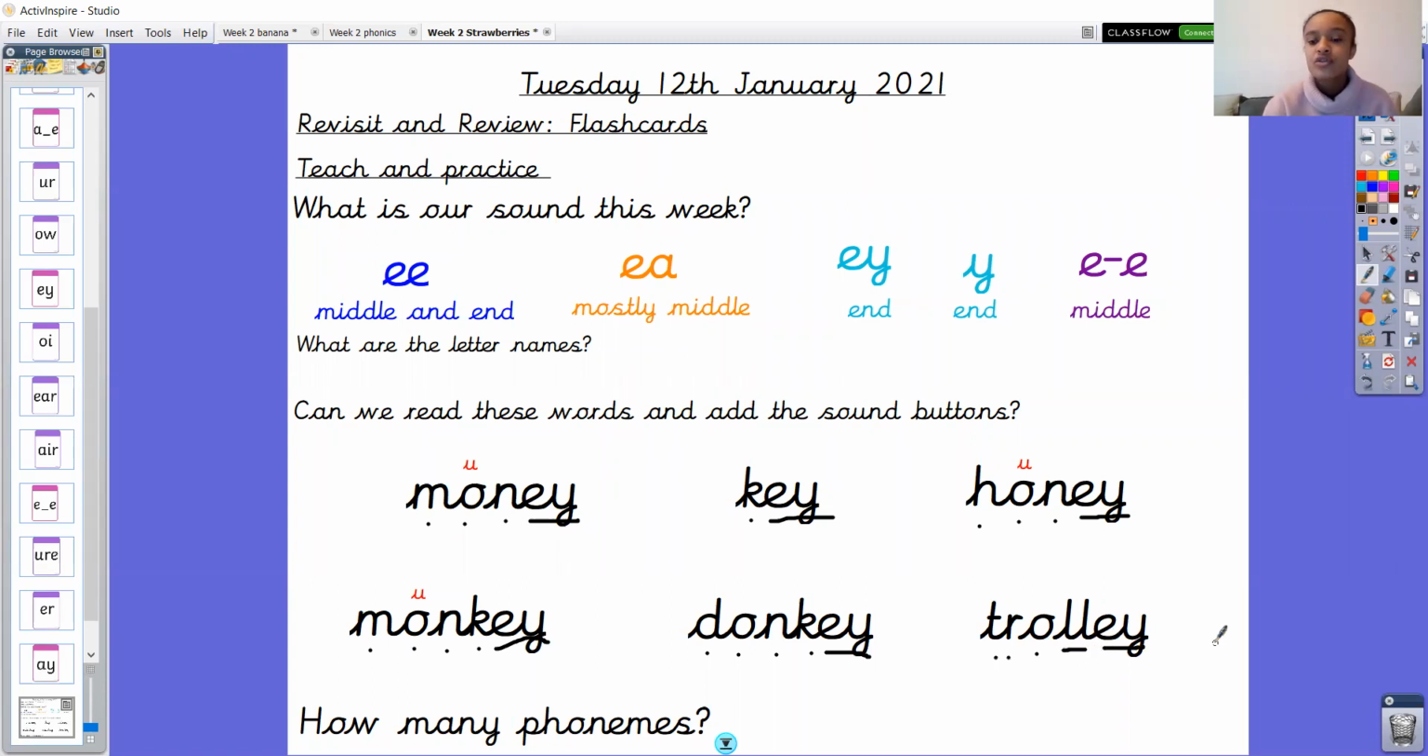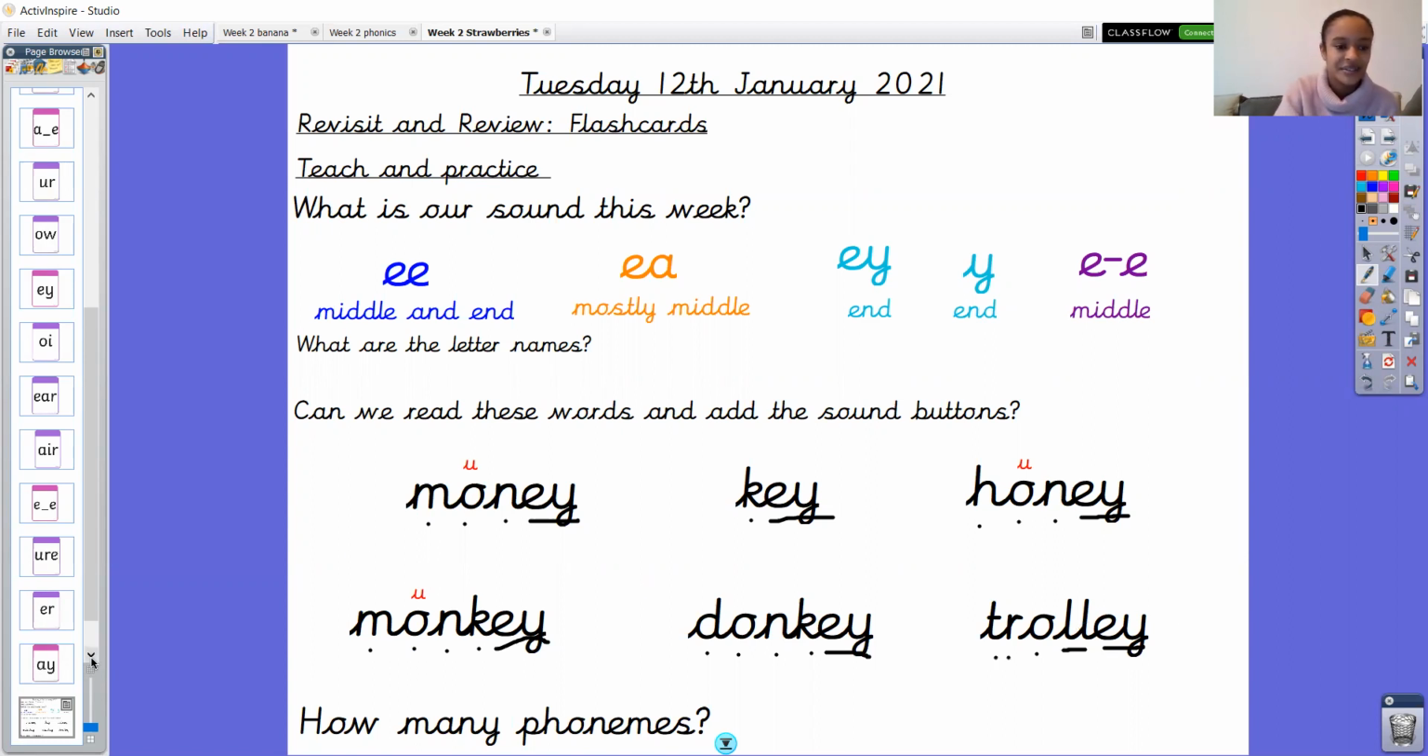T-r-o-l-l-e-y. Trolley. Let's use our phonics fingers one last time. Are you ready? One, two, three. T-r-o-l-l-e-y. Trolley. Fantastic. Now remember the double l here. The two l's make one sound together, don't they? So that's a digraph. Brilliant job.